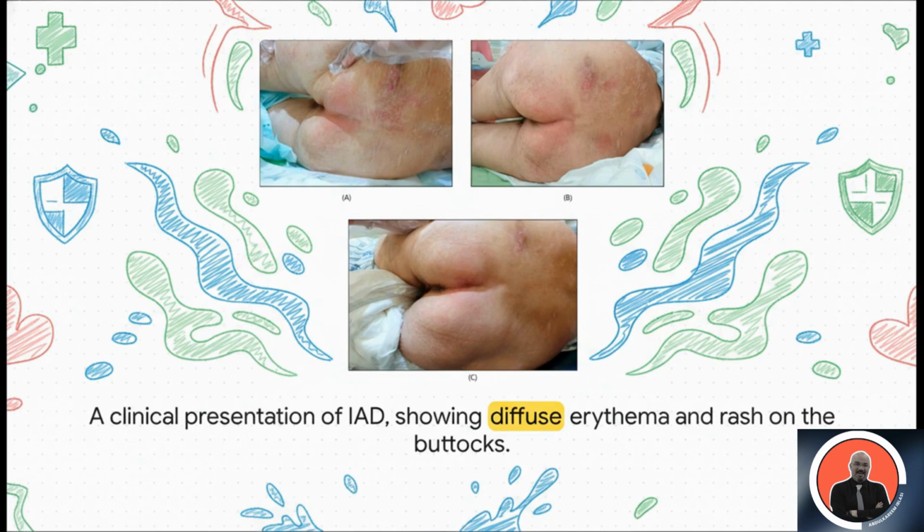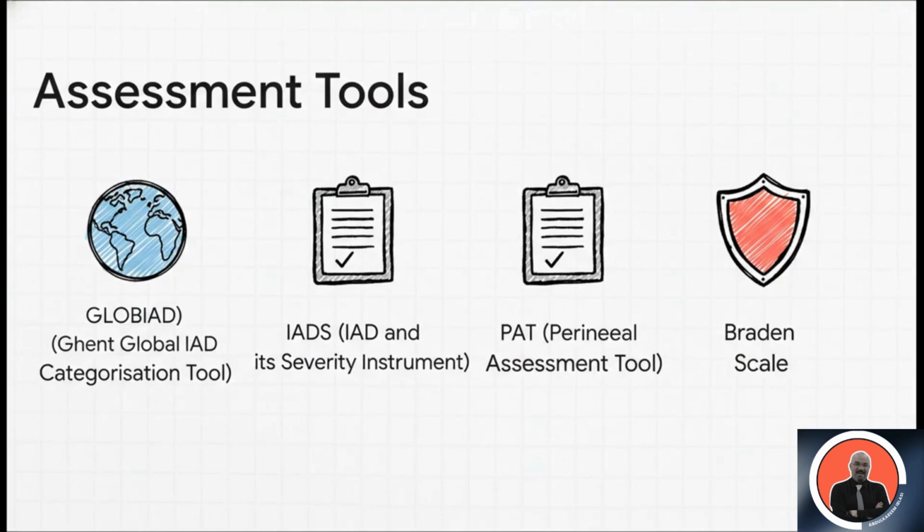This picture is a perfect example. See that characteristic widespread redness, that rash spreading across the buttocks? That presentation is totally consistent with moisture exposure, not a focus point of pressure. And the good news is, we don't have to rely just on our eyes. We have some great validated tools to make this more objective. The IAD, for example, lets us systematically score things like redness, skin erosion, and any signs of infection. Then you've got the IADS, PAT, and of course the Braden scale for assessing overall risk.